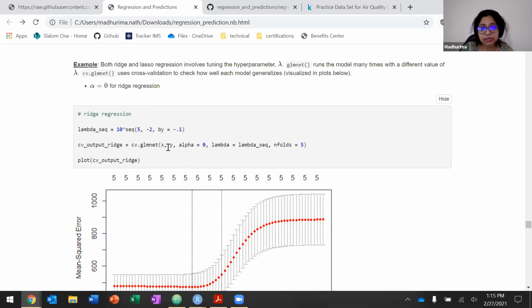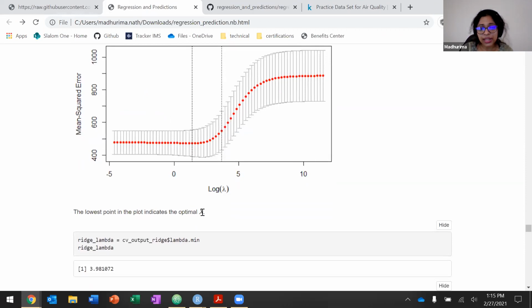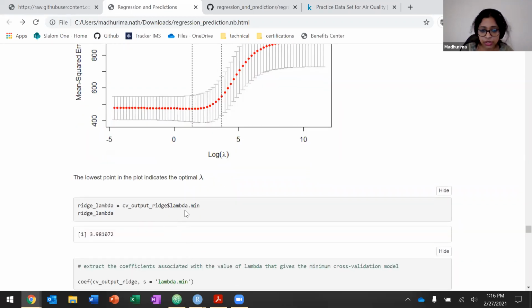And this is the plot that shows what happens. This is the mean squared error, and it's plotting the log of the lambda, or the tuning parameter value. This shows us that the minimum lies somewhere in this range. And that is the optimal lambda that the ridge regression model is going to use. In this case, it is somewhere around 4, like 3.98 or something.